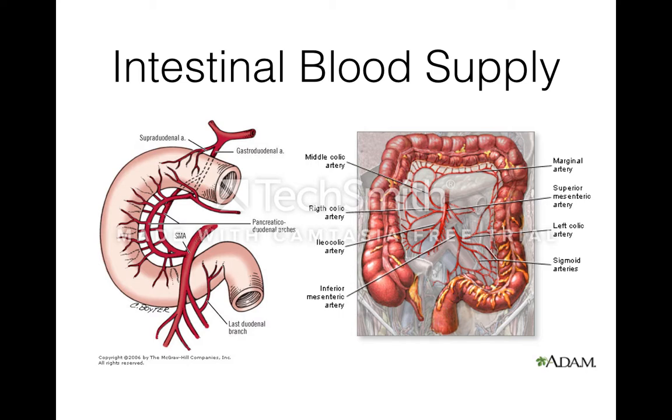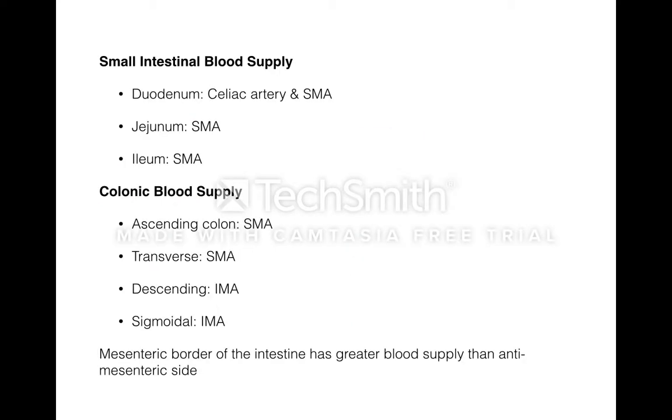The jejunum is supplied by the superior mesenteric artery, and the ileum is supplied by the SMA. In terms of the colonic blood supply, the ascending colon is supplied primarily by the SMA, the transverse colon supplied by the SMA, and the descending colon is supplied by the inferior mesenteric artery. The sigmoid colon is also supplied by the IMA. Of note, the mesenteric border of the intestine has greater blood supply than the anti-mesenteric side.